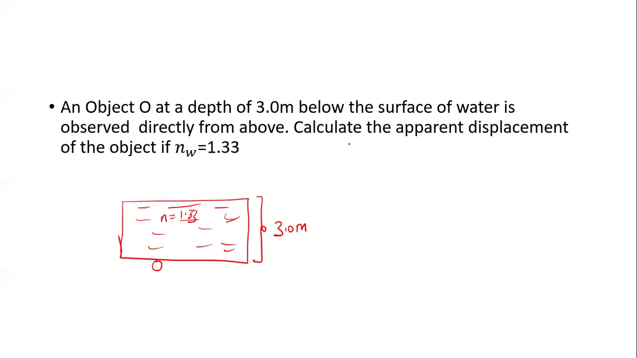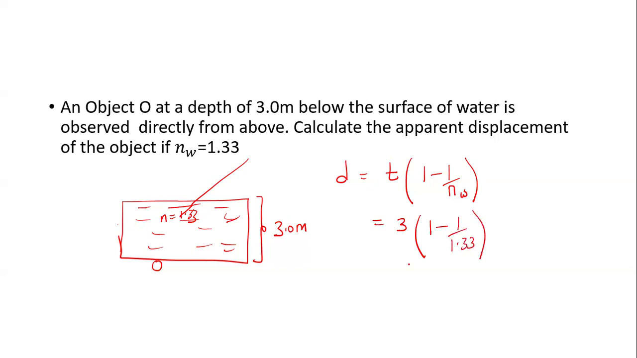So we have said that the apparent displacement is given by the thickness into 1 minus 1 out of n, and since this is water, we shall say n of W. To get the displacement where the particle has been displaced, where you are seeing it, it will be T, the thickness, which is 3, into 1 minus 1 out of 1.33. Then you get your answer. Can everyone first calculate the answer and see what you get?